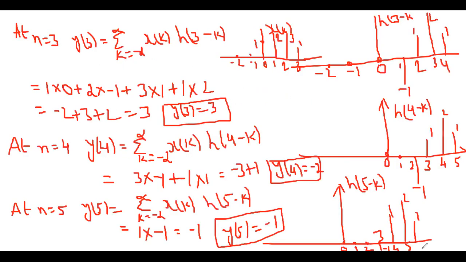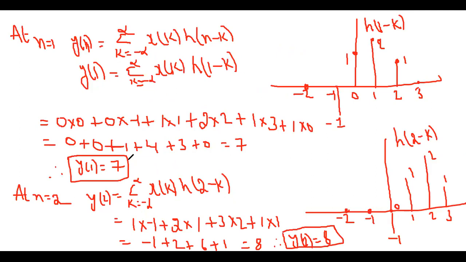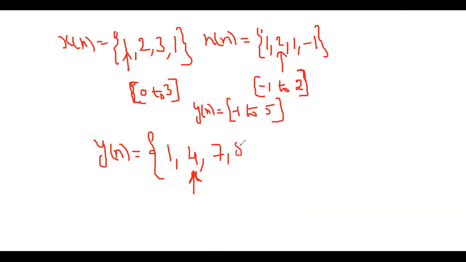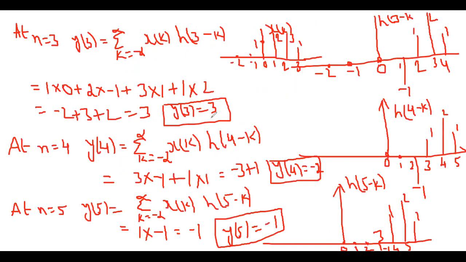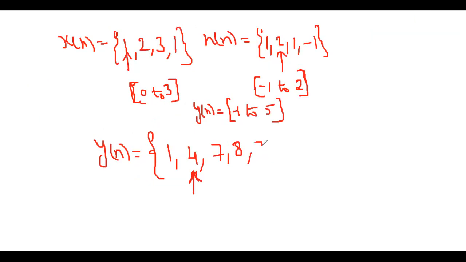And what is the value at n is equal to 1? N is equal to 1, we got the 7. N is equal to 2, the value is 8. 7, 8. And n is equal to 3, the value is 3. N is equal to 4, minus 2. 3, minus 2, minus 1. Now see, the lower limit is at -1 and the upper limit is at 5. -1, 0, 1, 2, 3, 4, and 5.